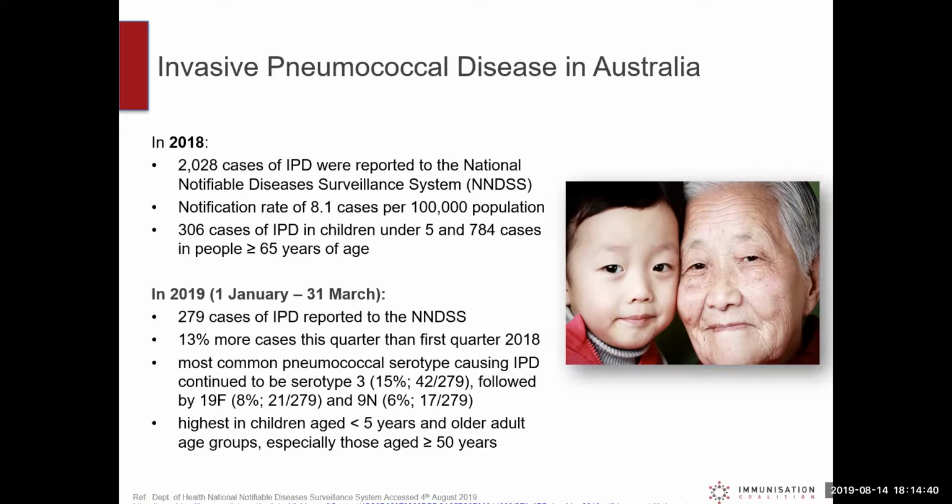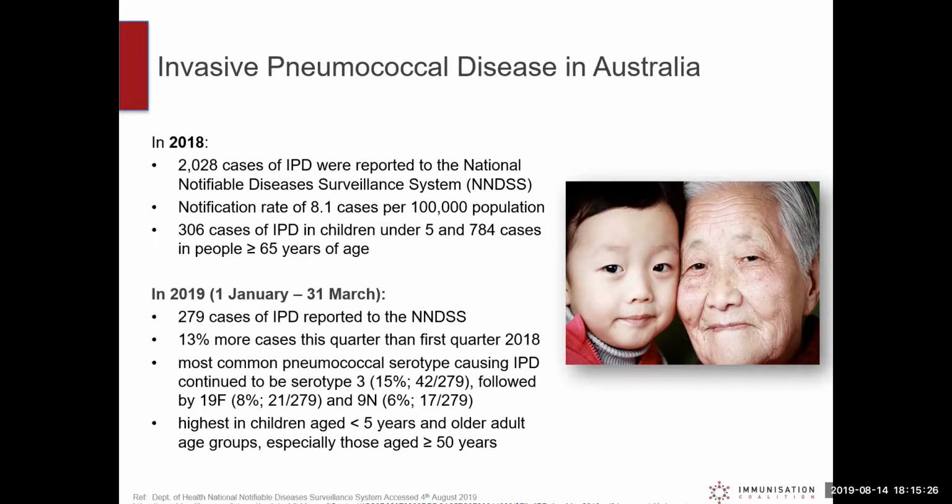Up until the 31st of March this year, 279 cases were reported, which is a little bit of an increase in regards to what was reported in the first quarter of last year. So this surveillance, anybody can look at this data, just find it on the website. We've got a website there, so the government do publish this data. Interesting when we look at the different pneumococcal serotypes that are causing IPD, and we look at those particular 3 serotypes, so serotype 3, 19F and 9N.